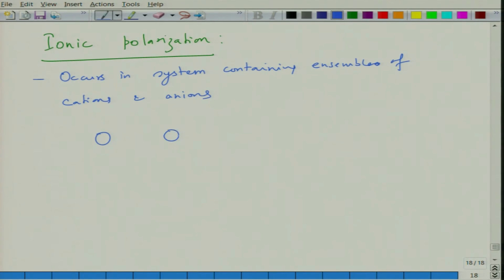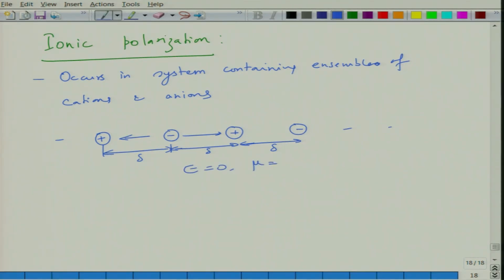So essentially you consider you have a positive ion, a negative ion, then again a positive ion, again a negative ion, and so on and so forth. When you don't apply an electric field, the distance is delta, delta, delta. So this dipole moment is in this direction, this dipole moment is in this direction, and both of them cancel each other. So when E is equal to 0, mu is equal to 0.